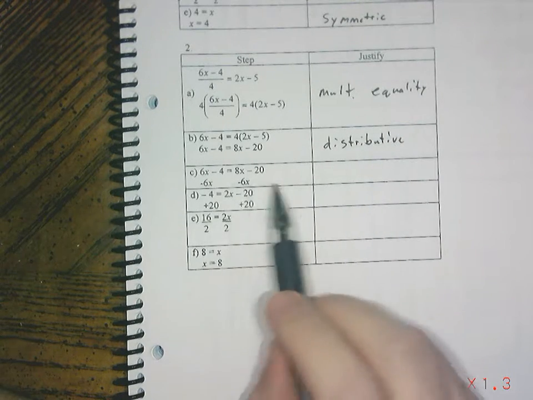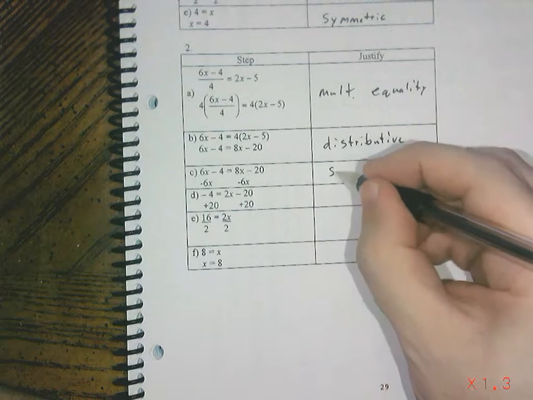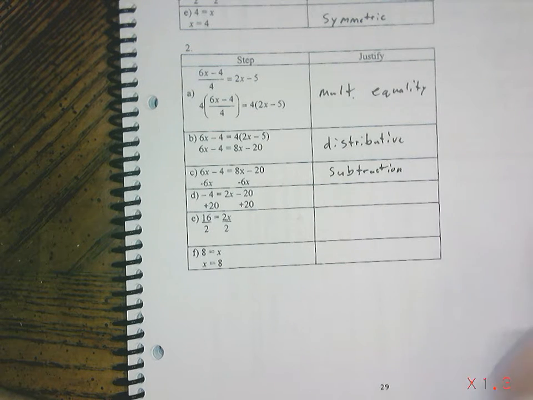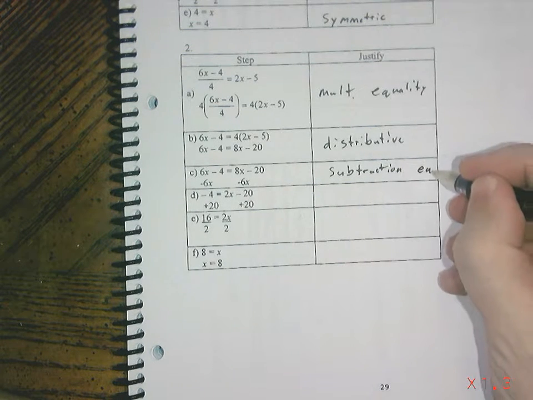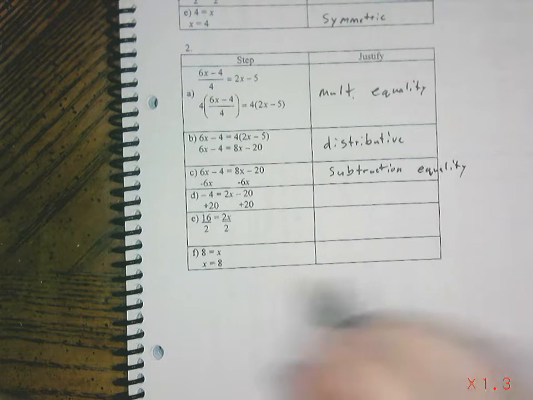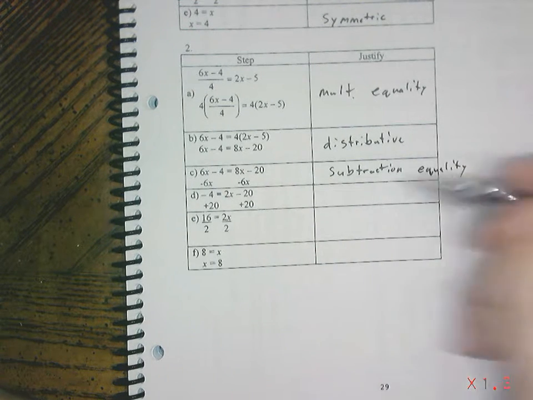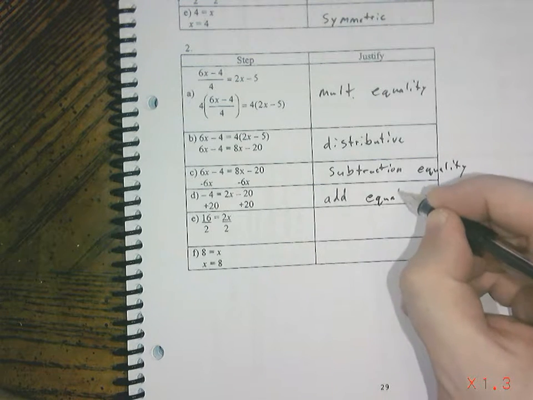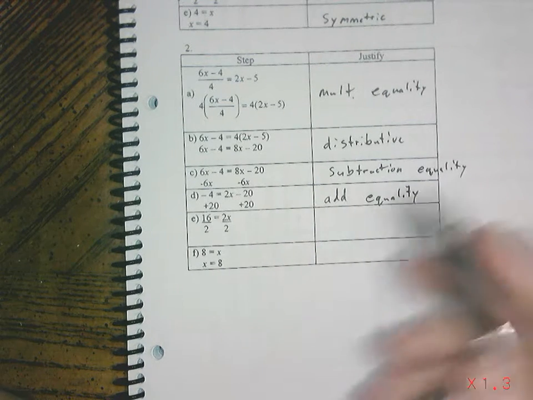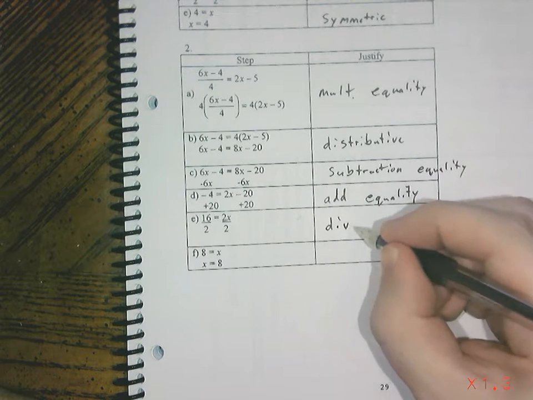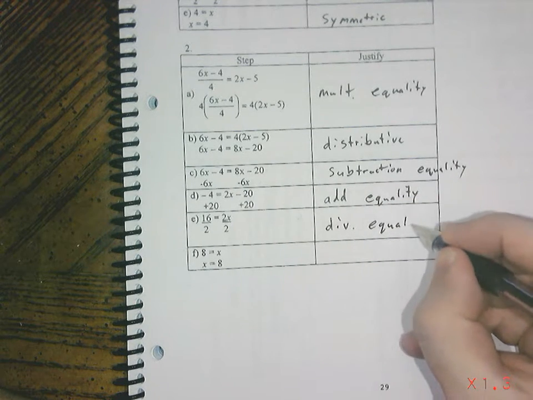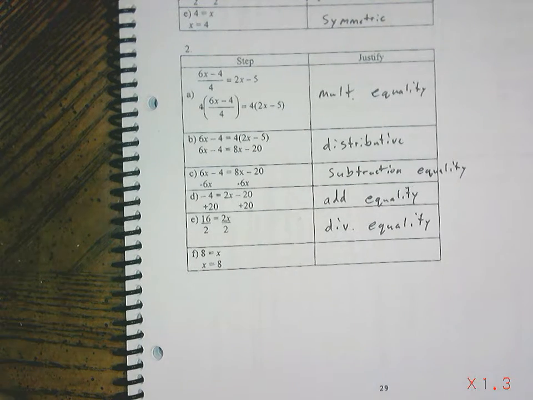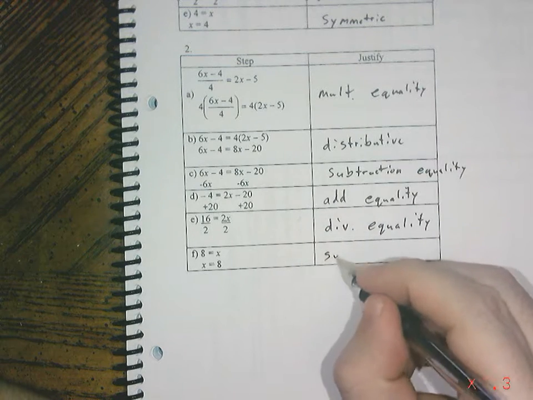Then they subtract 6x to each side, which would be the subtraction property of equality. Okay, then they add 20 to each side, addition property of equality. Divide 2 to each side, division property of equality. And then they rewrite it, 8 is equal to x, x is equal to 8, same thing, right? That would be the symmetric property.